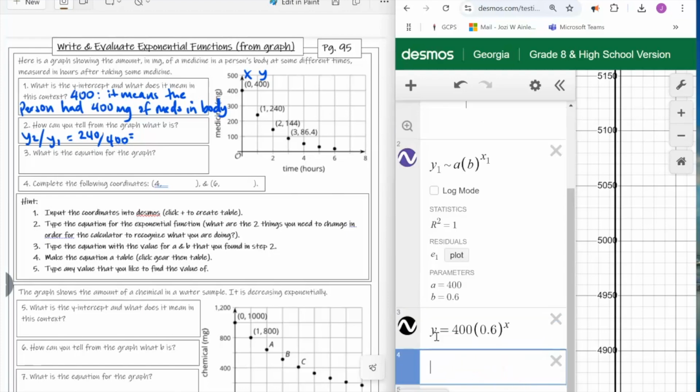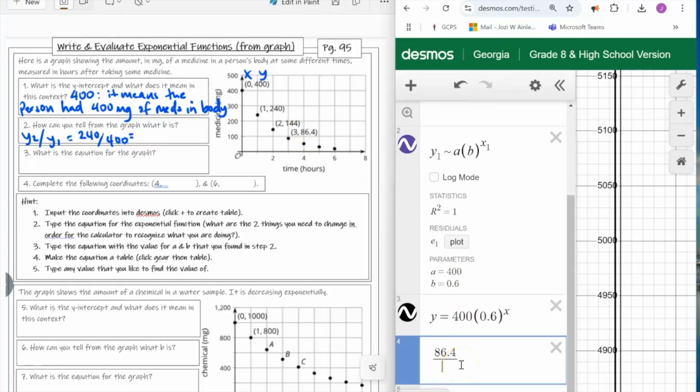Now look, I didn't have to choose those two. Let's say I chose 86.4. I have to choose the one before it. So it'll be 86.4 divided by 144.